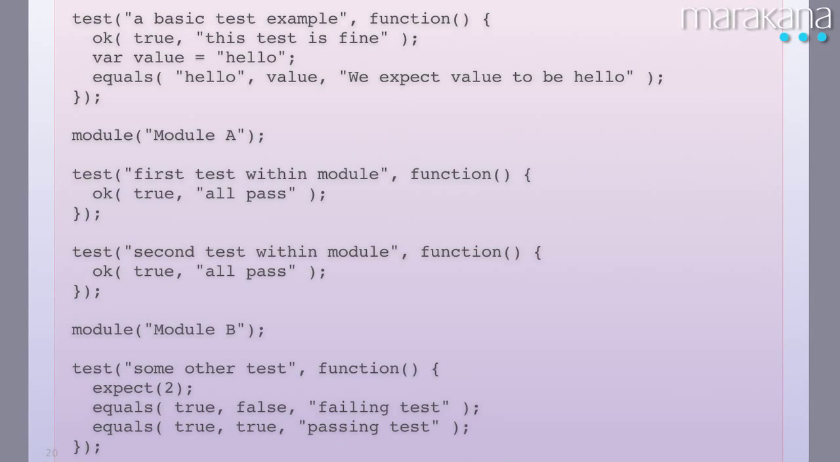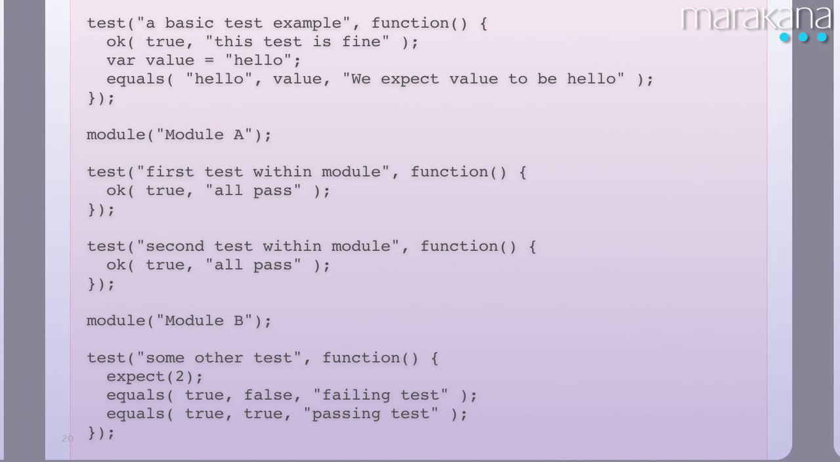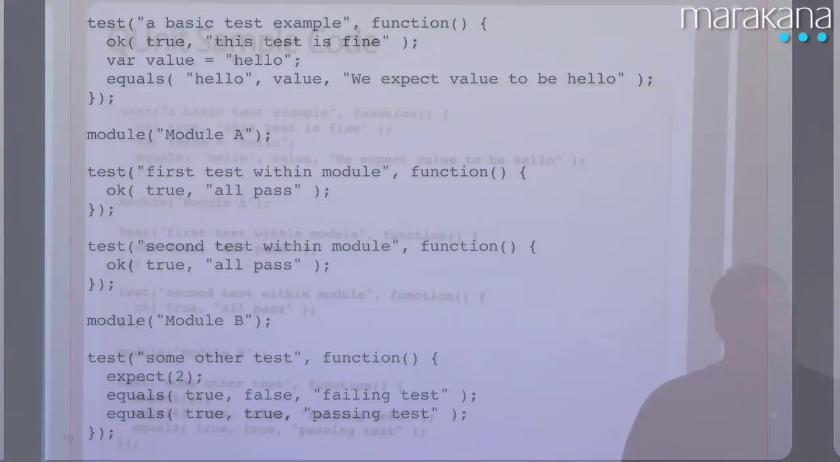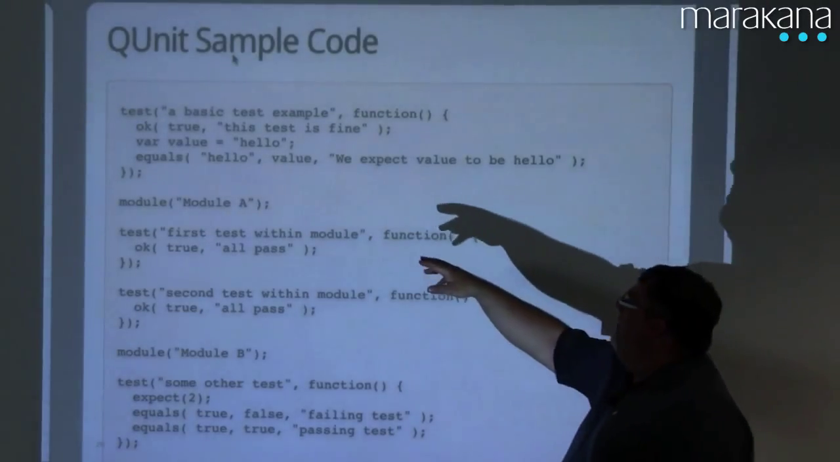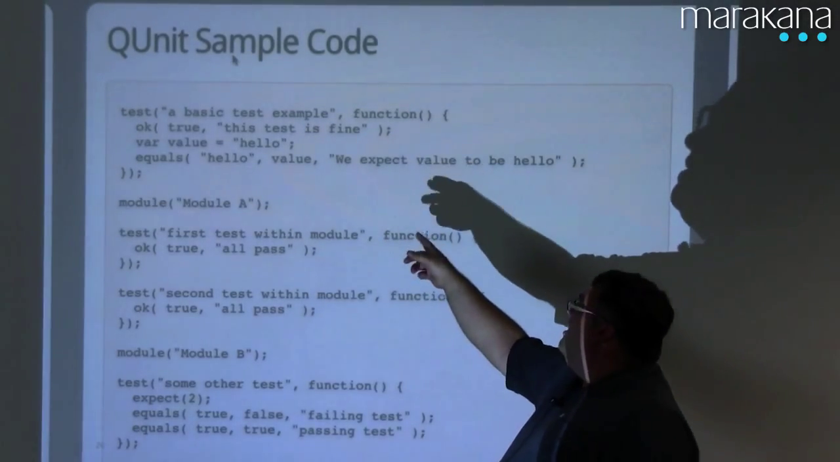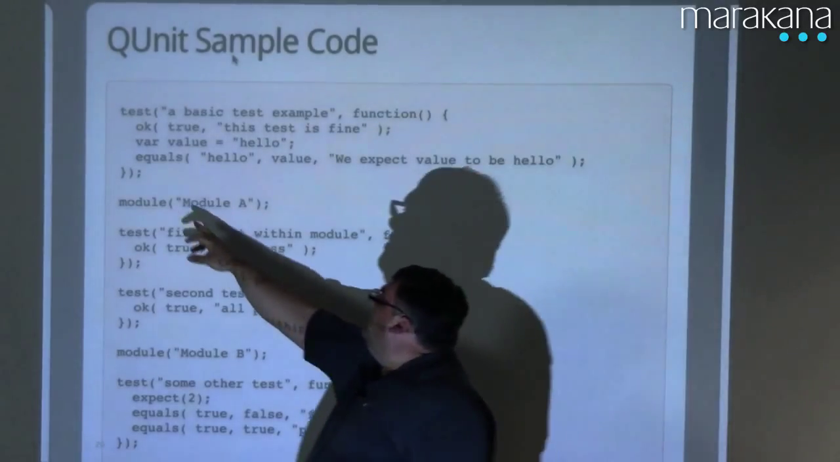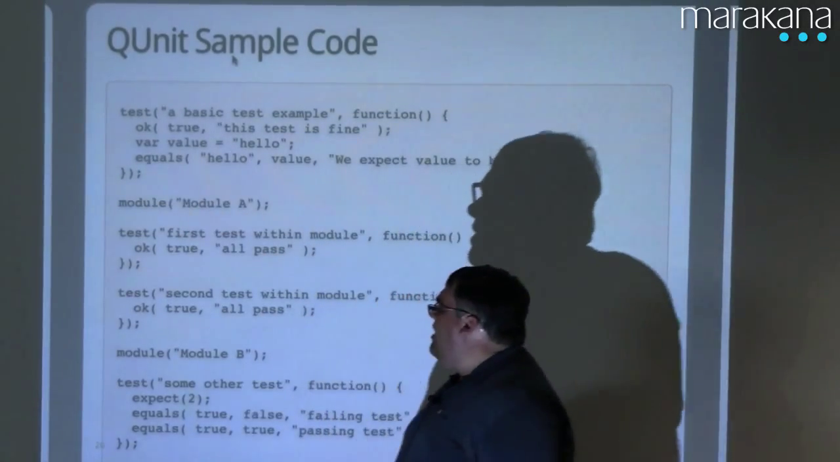So here's some qUnit sample code. You define a test. This is a basic test. You guys are familiar with this; you wrap it in a document ready if you want the test to fire off. But here it does a test, does an OK. The things you can use are equals and OK.